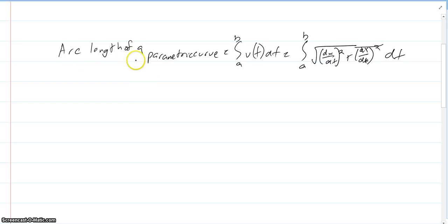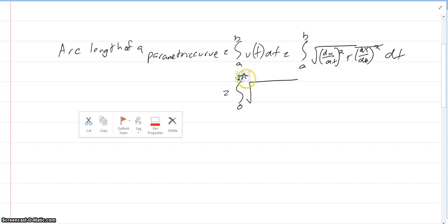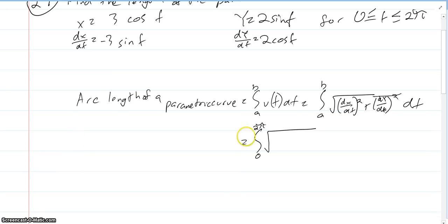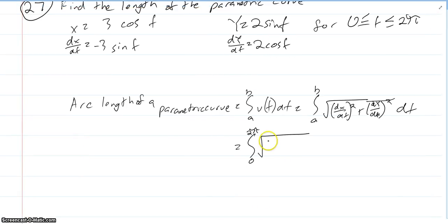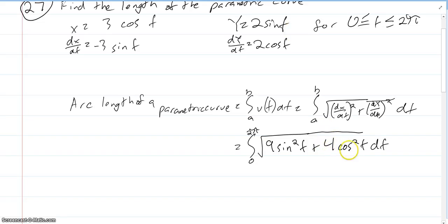The arc length of a parametric curve is equal to the integral from 0 to 2 pi of the square root of this entire thing squared. So 9 sine squared t, plus this entire thing squared. So 4 cosine squared t, dt.